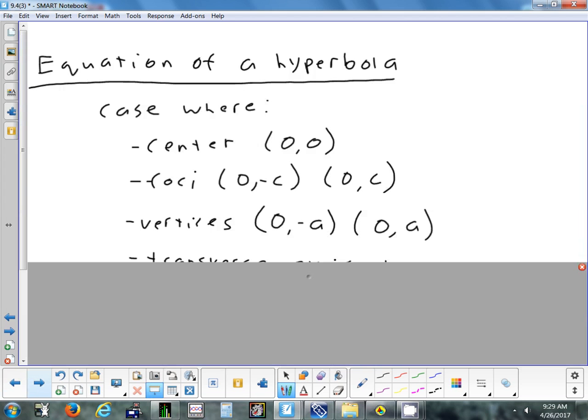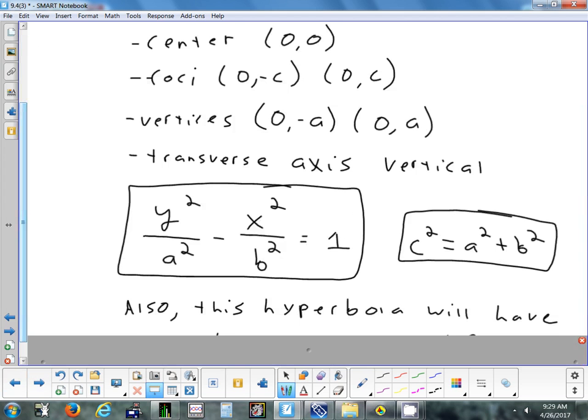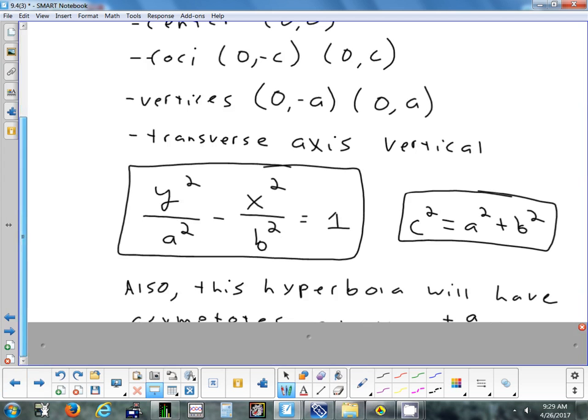Okay, let's look at when it's vertical. Which letter is positive now that it's vertical? The X or the Y? The Y. That's the positive one. So when we're dealing with a hyperbola, it's not where the bigger number is. That's an ellipse. You have to forget about that idea.